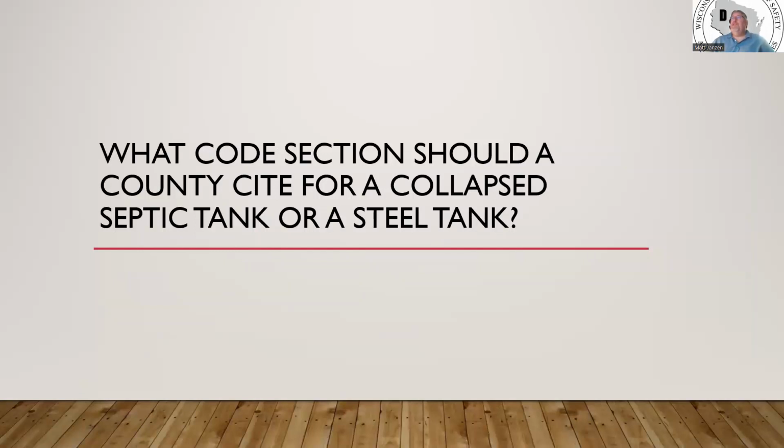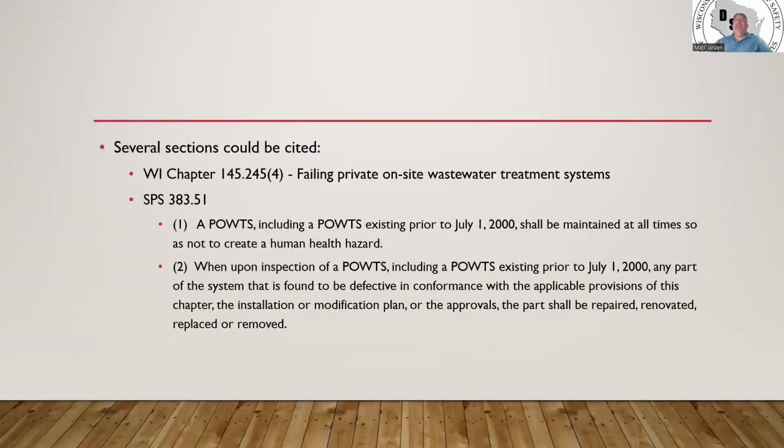What code section should a county cite for a collapsed septic tank or a steel tank? Well, there's several sections that could be cited. Chapter 145, 245, deals with the failing private on-site wastewater system. So the usual ones we have there are discharge to groundwater, discharge to the surface. If you have something like that, you could cite the state statute for failing in there. And there's SPS sections that refer back to that, but you can cite that and just say, hey, you got a tank that's leaking into groundwater, it's a failure.